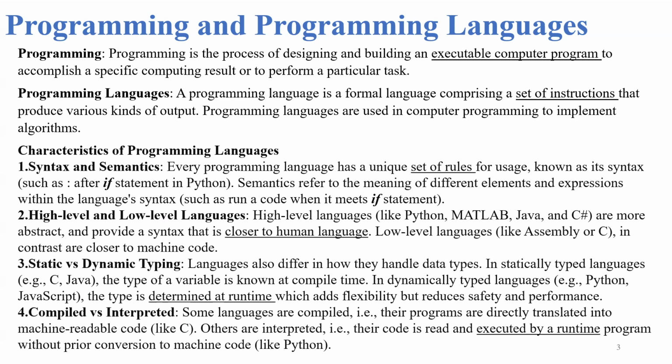Static versus dynamic typing. So languages also differ in how they handle data types. For example, in C, the type of variable is known at compile time. In dynamically typed languages such as Python, it is determined at runtime. Same with compiled versus interpreted. Some of the languages are compiled, such as C, while others are interpreted, such as Python.